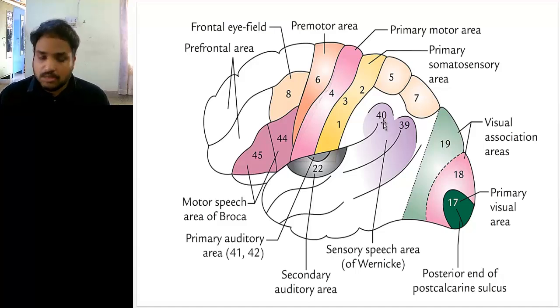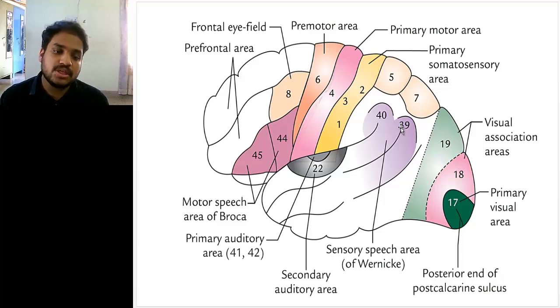Then if the lesion in the dominant parietal lobe is confined to the angular gyrus, that is area number 39, right? A lesion of the angular gyrus results in the inability to read, that is called alexia, and inability to write, that is called agraphia, right? Inability to write, inability to read.